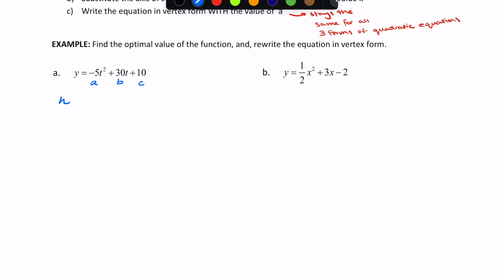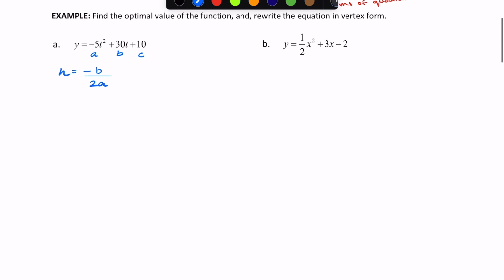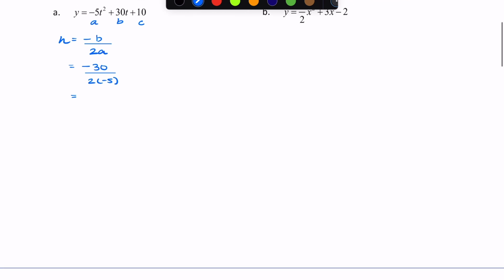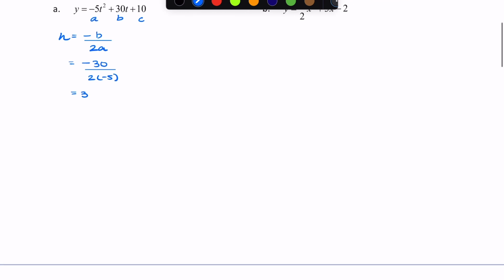And so here we can use h is equal to negative b over 2a. So that will give us negative 30 over 2 times negative 5. That gives us an answer of 3. So our h value is 3.